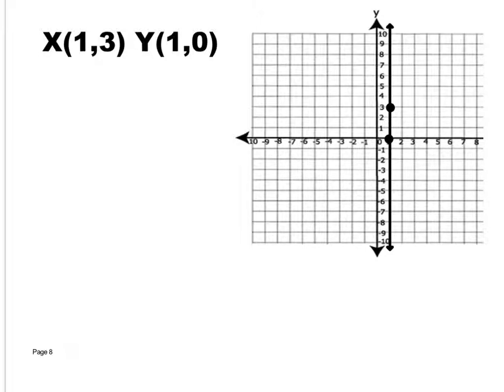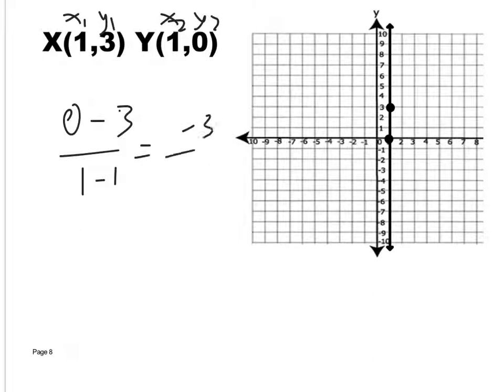Here it's a little different. Okay? They give you a point, so let's just go ahead and label our x1, y1, x2, y2. Do that every time. You're required to write out the points they give you, label them x1, y1. You're required to write out the formula for slope, and then plug in those numbers. So 0 minus 3 over 1 minus 1. So that gives you negative 3 over 0.